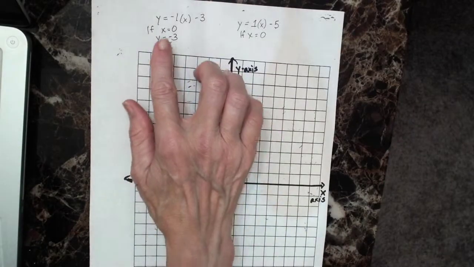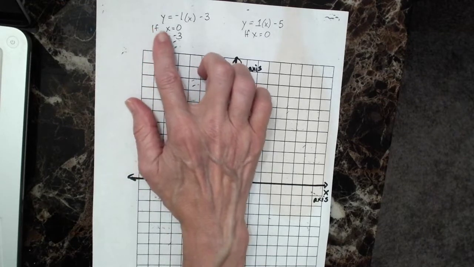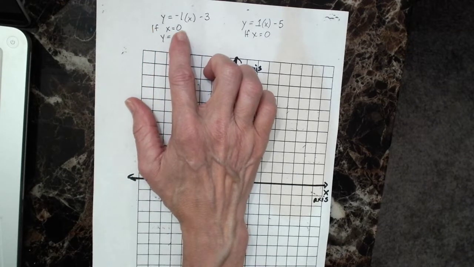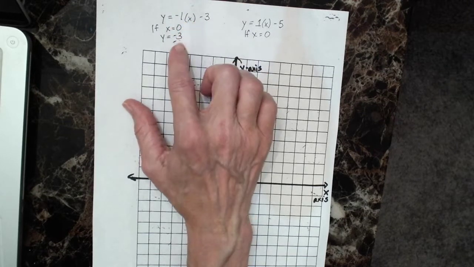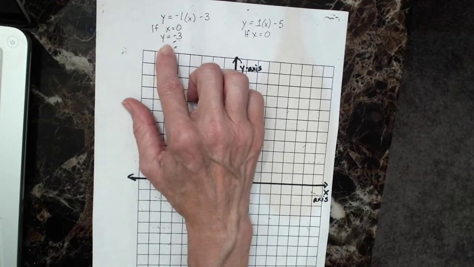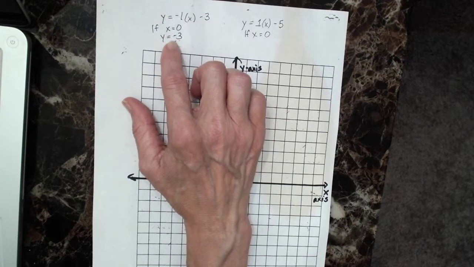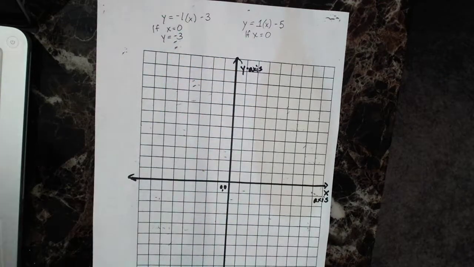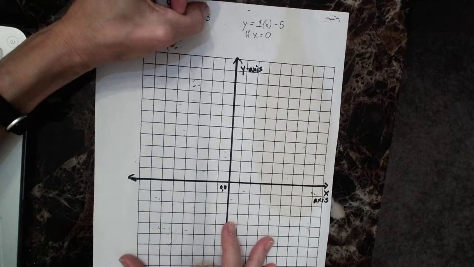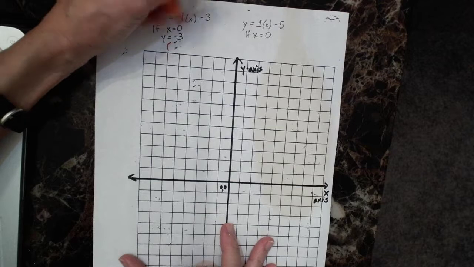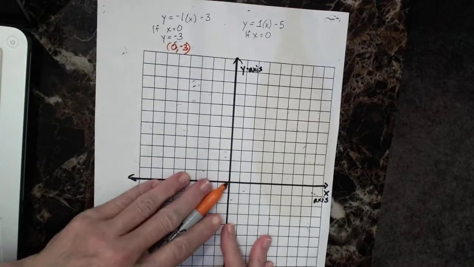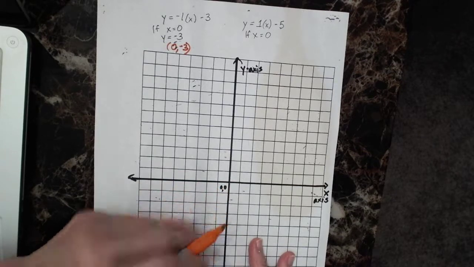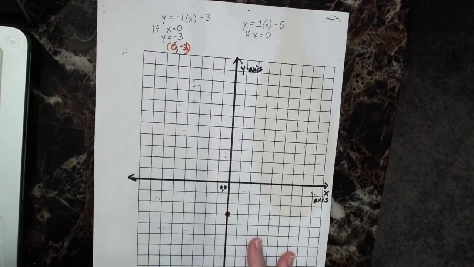So the strategy I advise is that if you just let x equal 0, and you put a 0 here, then -1 times 0 is 0, and the -3 becomes your y. So you can plot that as a point. X being 0 and y being -3 gives you an ordered pair of 0, -3. So you go to 0 and go down 1, 2, 3 and plot that as a point.